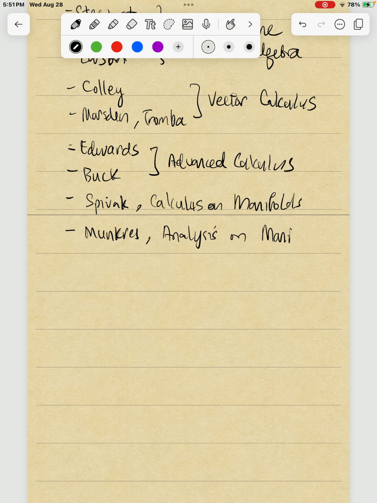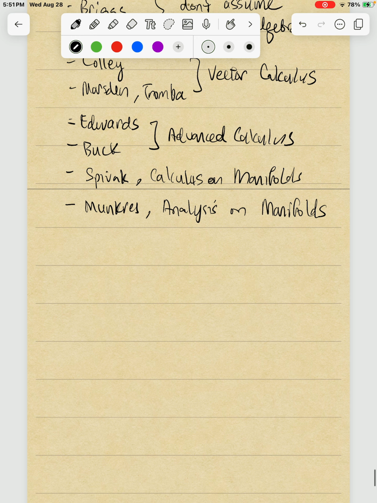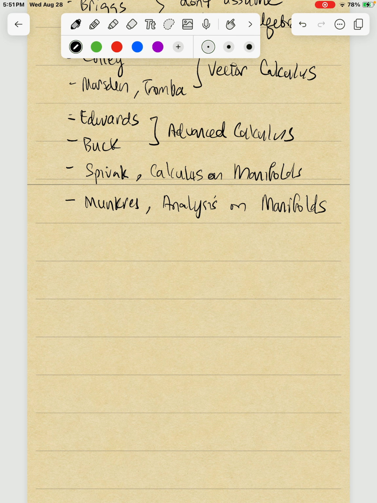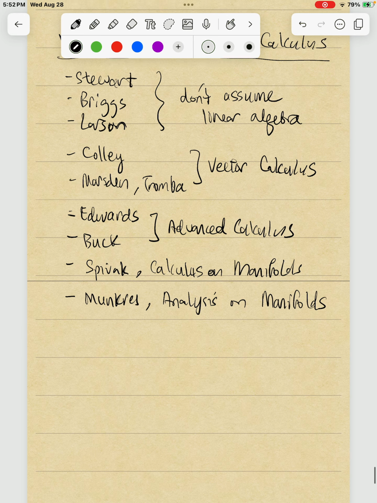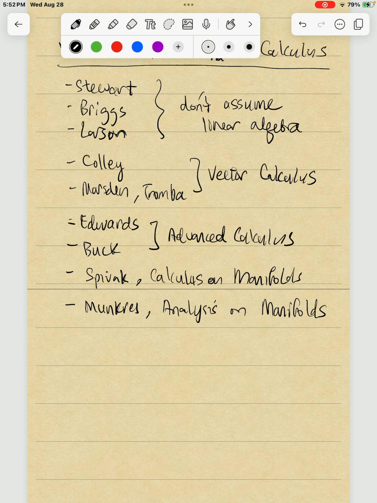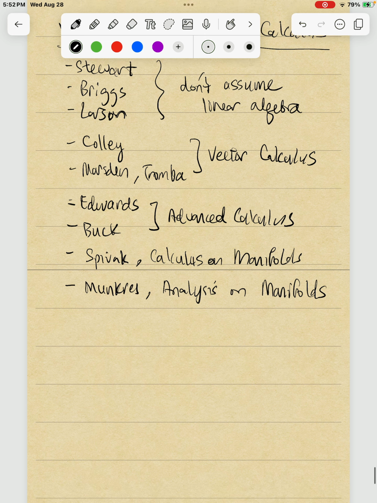And these books definitely require familiarity with linear algebra. The Edwards book definitely requires linear algebra. Spivak and Munkres definitely. And they work in Rn, okay? And they talk about manifolds, which are like a generalization of surfaces. So this is roughly in order of difficulty, roughly speaking.